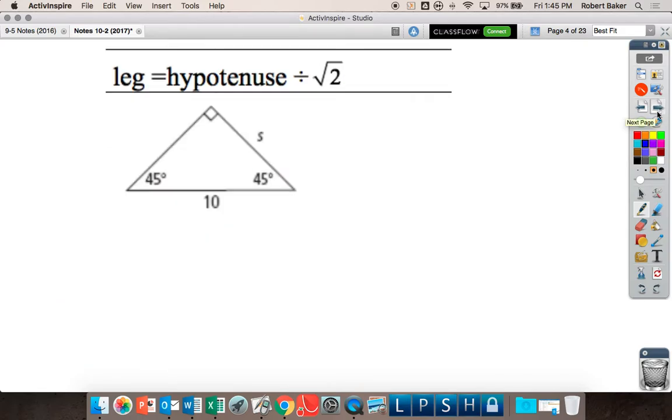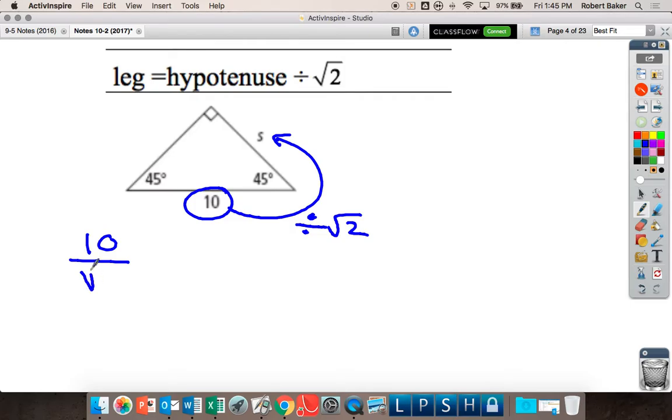Let's go backwards. What if I have a hypotenuse and I want to get to the leg? This is one of those ones that's important that I need you to watch. How do I get from a hypotenuse back to the leg? I'm going to divide by the square root of 2. When you do that, 10 divided by the square root of 2. That is mathematically inappropriate. You are never allowed to do that.